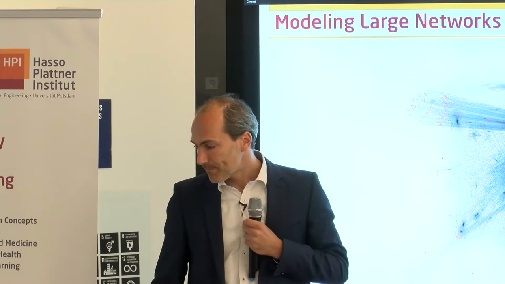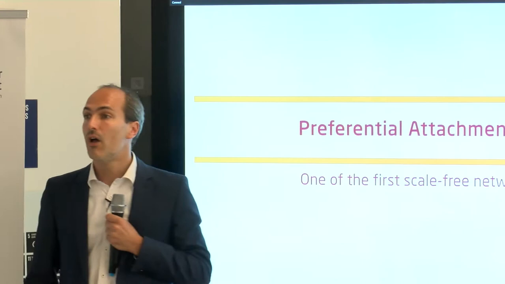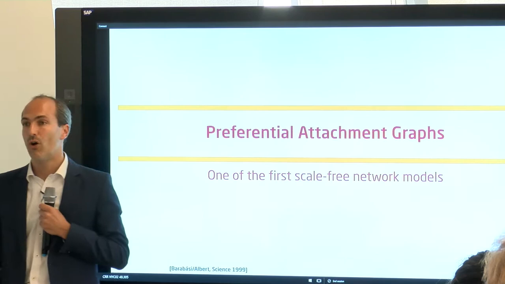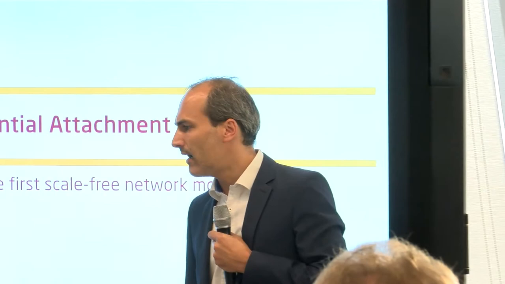And the question now is how to model this in an abstract way, because we need an abstract model to actually prove something or to develop algorithms that are fast on such a model. And around the millennium, the first well-suited model for this occurred. This is the preferential attachment model by Barabási and Albert. That's a paper in Science. Yeah, it's more than 30,000 times cited. So it's one of the most cited science papers.